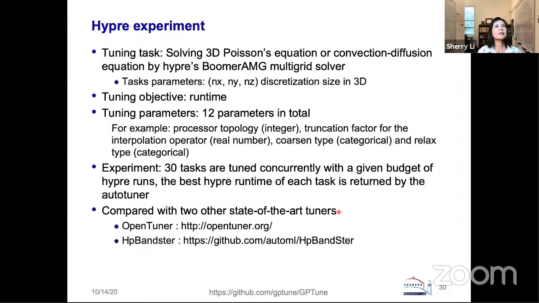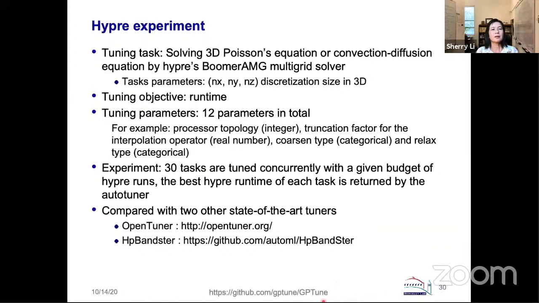Okay, so I think the last experiment I want to illustrate is the Hypre multigrid solver. It has 12 different parameters, which is the largest in our collection of experiments so far. And the tuning task is to solve the 3D Poisson equation or convection diffusion equation.